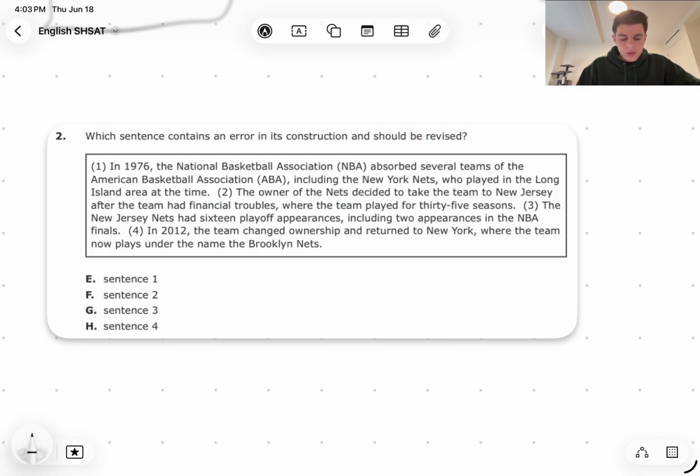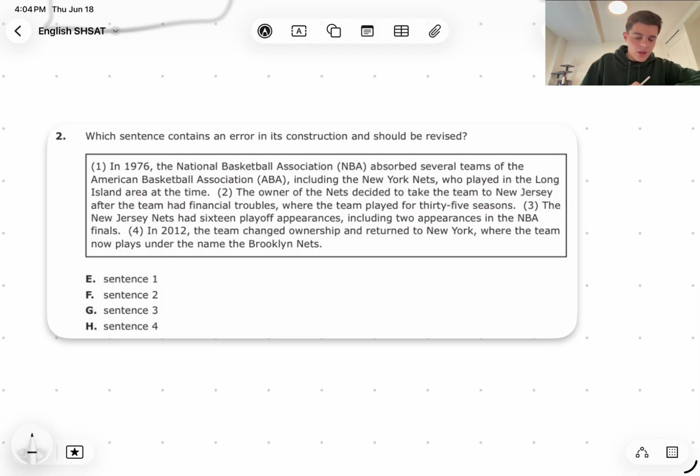The owner of the Nets decided to take the team to New Jersey after the team had financial troubles, where the team played for 35 seasons. The New Jersey Nets had 16 playoff appearances, including 2 appearances in the NBA Finals. In 2012, the team changed ownership and returned to New York, where the team now plays under the name the Brooklyn Nets. Okay, so let's just go through this sentence by sentence.